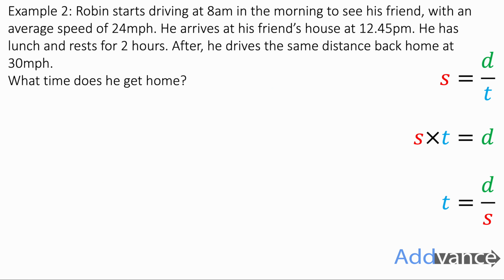Now let's look at example 2. Robin starts driving at 8 AM in the morning to see his friends with an average speed of 24 miles per hour. He arrives at his friend's house at 12:45 PM. He has lunch and rests for 2 hours. Then he drives the same distance back home at 30 miles per hour. What time does he get home?